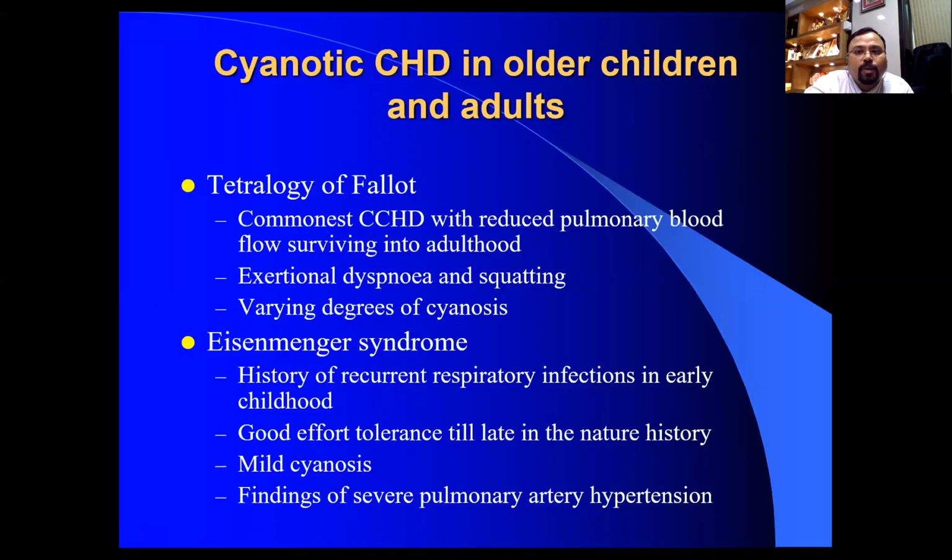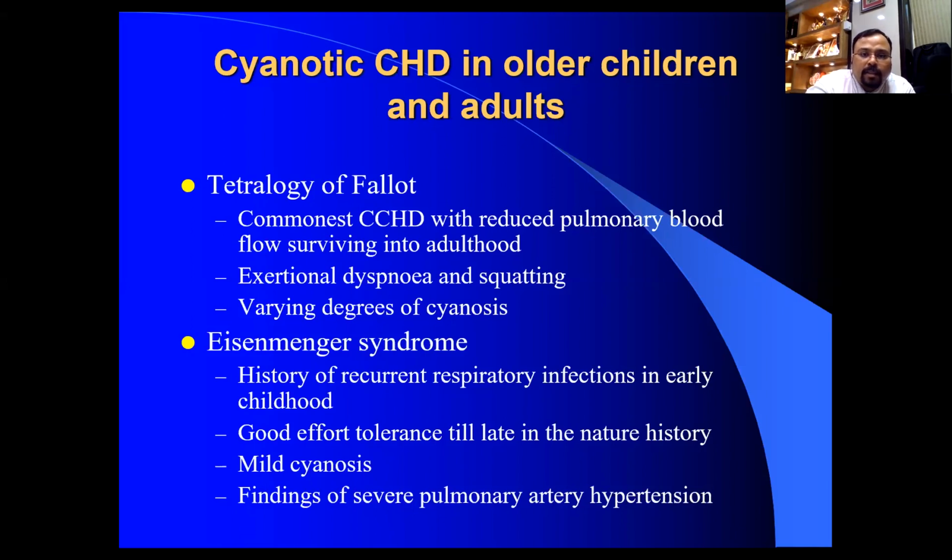Now, cyanotic CHD in older children and adults. TOF is the commonest cyanotic CHD with reduced pulmonary blood flow surviving into adulthood. After that comes double outlet right ventricle, which is also TOF physiology. They will present with exertional dyspnea and squatting, and there will be varying degrees of cyanosis depending on the level of collaterals.